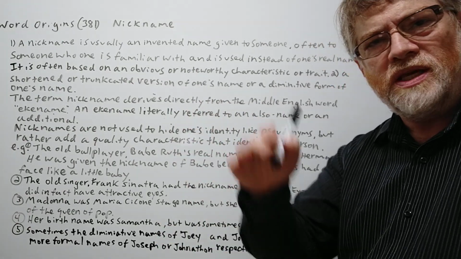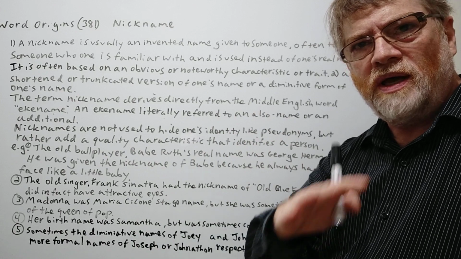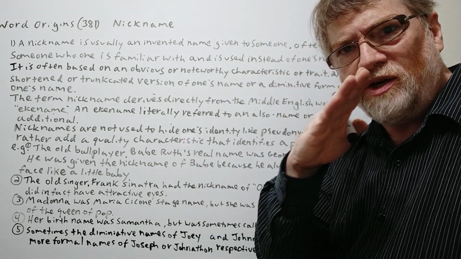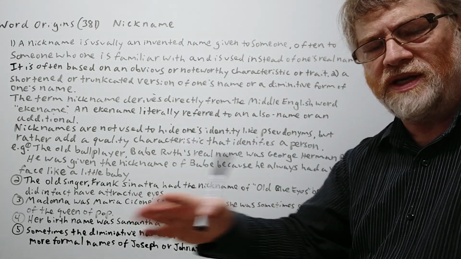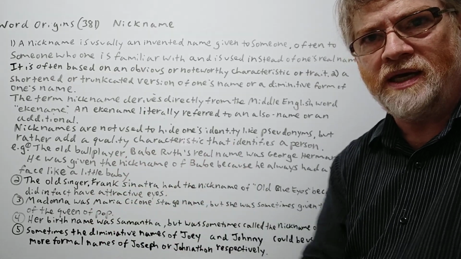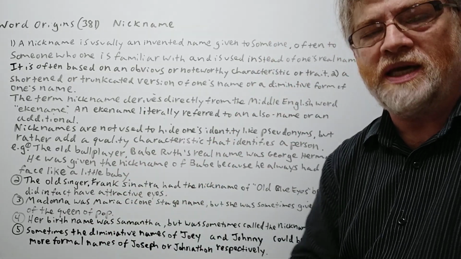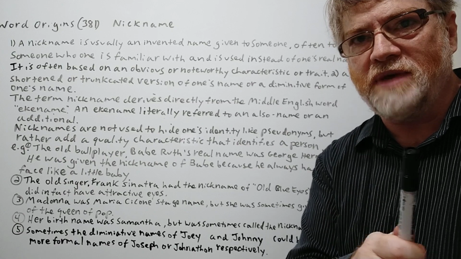Okay, the diminutive is always like a name that you would call like a child. Like if the name was Tom, it would be Tommy, or if it was Jim, it would be Jimmy, something like that. That's what we mean by a diminutive name.